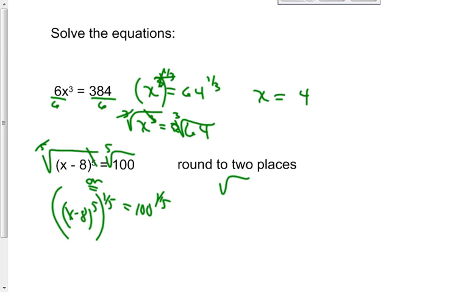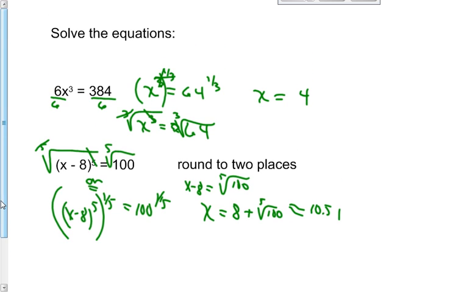x minus 8 is equal to the 5th root of 100. Here's where I wanted to get a decimal value to a couple places. And then the last thing we're going to do is add 8 to both sides. So 8 plus the 5th root of 100, and then hopefully you are getting approximately 10.51.